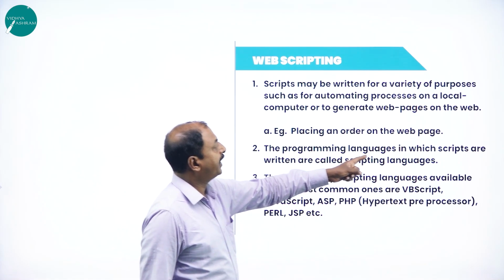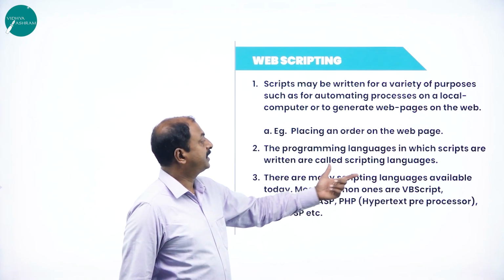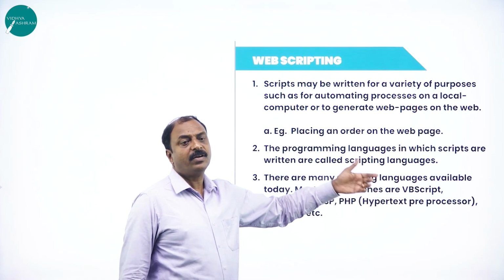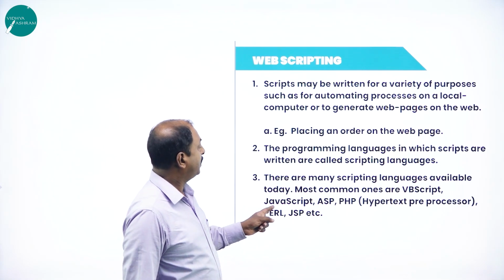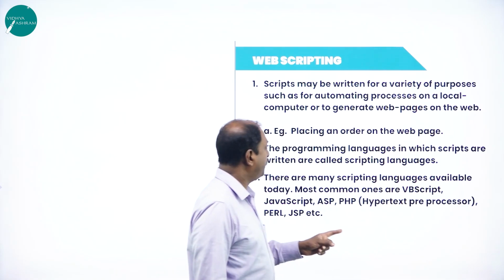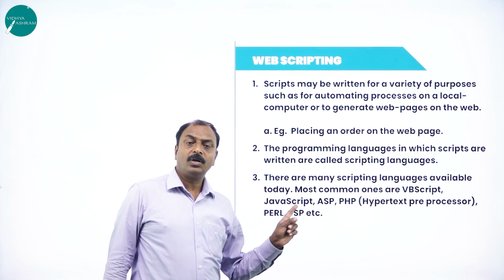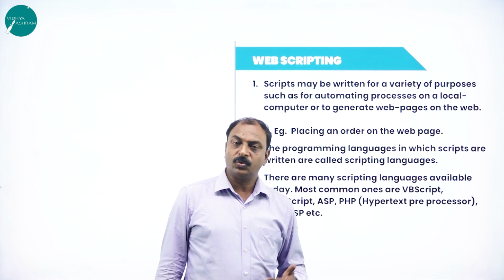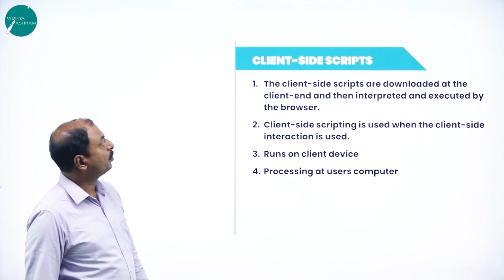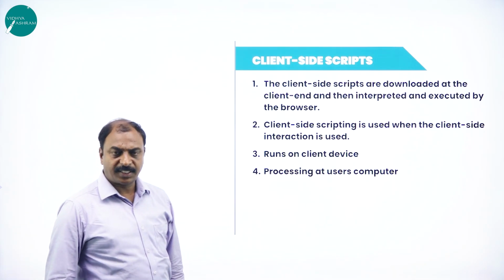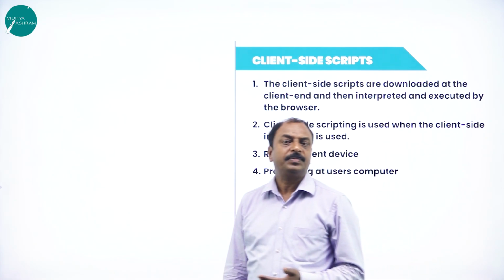Now, the programming languages in which scripts are written are called scripting languages. So scripting languages are used to write web scripts within a web page. Here we have JavaScript, VB, ASP, PHP, Perl and JSP. These are all scripting languages. Through these we can write web scripting for websites. Now let us move on to the next slide. Client-side scripts. In web scripting there are two types of web scripting.